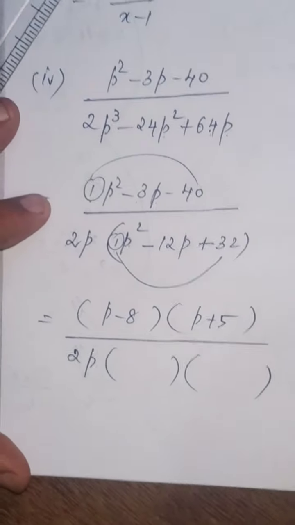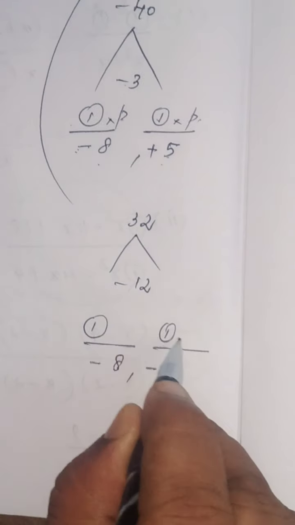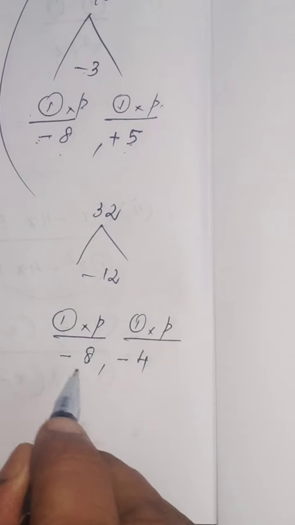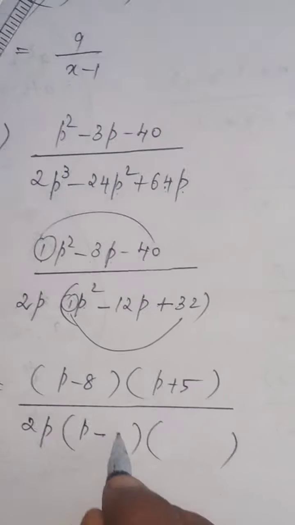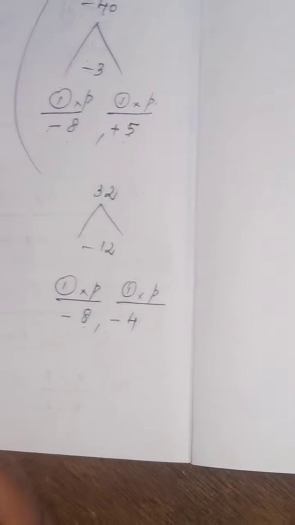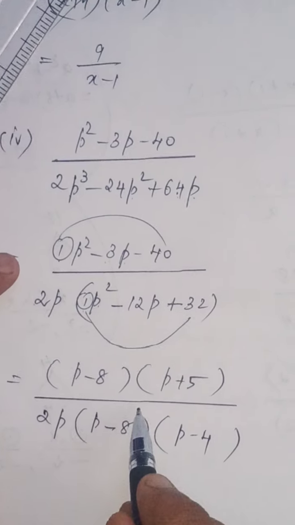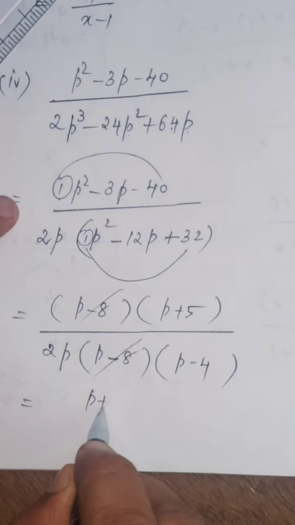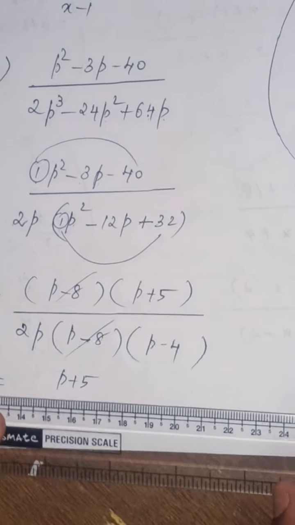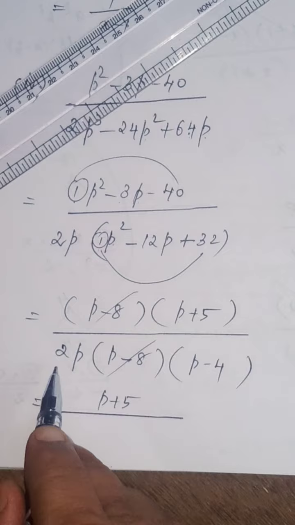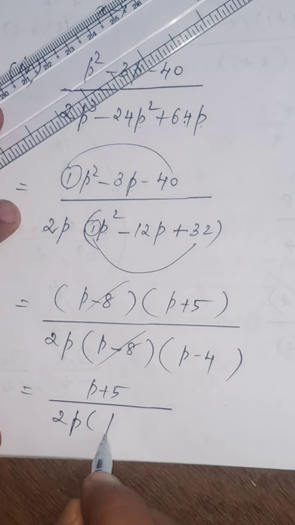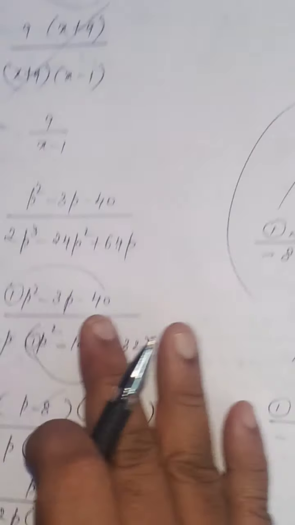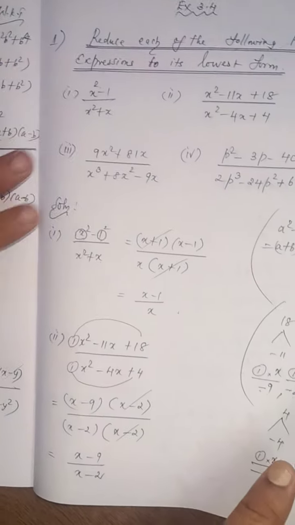Here the coefficient of p squared is 1. Write 1 in numerator, into variable, once again p minus 8. 1 into p minus 4. P minus 8 get cancelled. That's all. P plus 5 alone in the numerator. Denominator, we have 2p into p minus 4. That's all. So question number 1, all the 4 subdivisions are over.